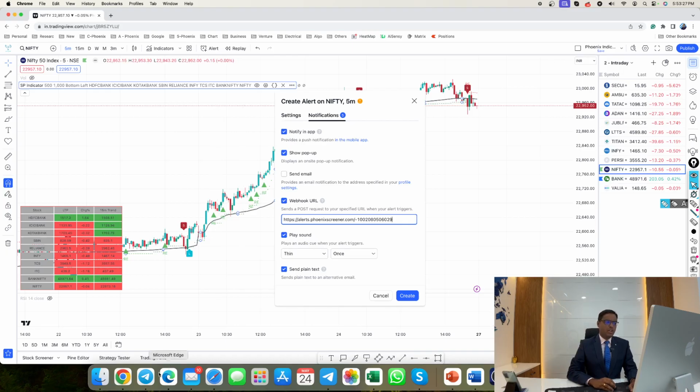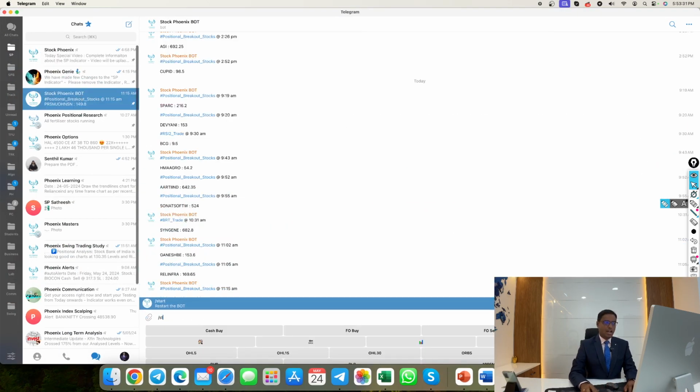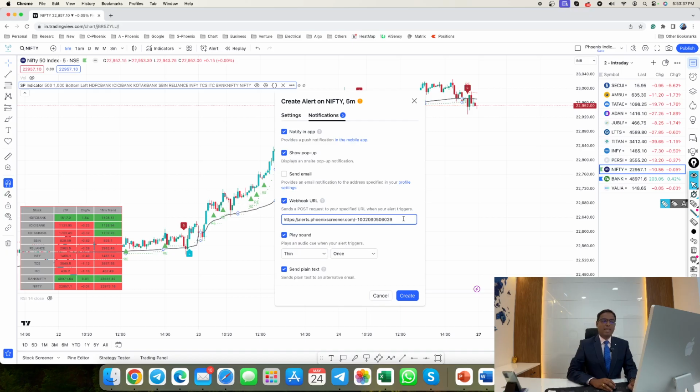So what is the webhook URL? Go to your TradingView platform, go to StockPhoenix bot /start. When you start it, you get a unique URL link. This unique URL link is unique for you, copy paste that link over here and click on create. So whenever an alert is generated, it will automatically come to your bot instantly, and you can check the alert in the live market and take a decision instantly. That option we have also enabled for everyone.